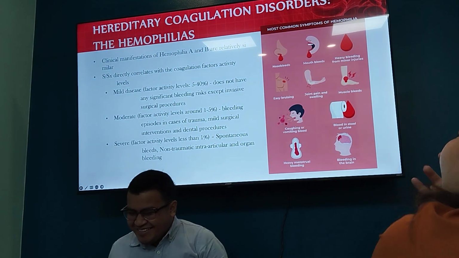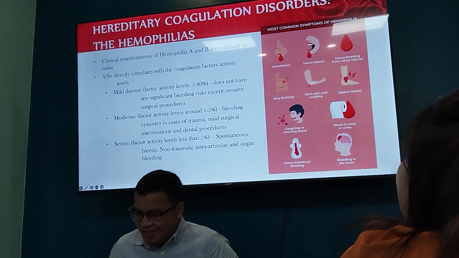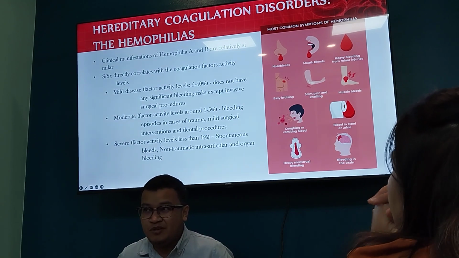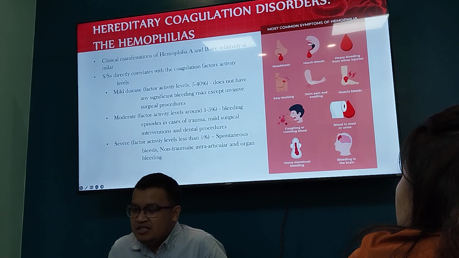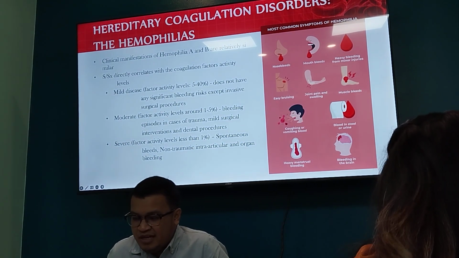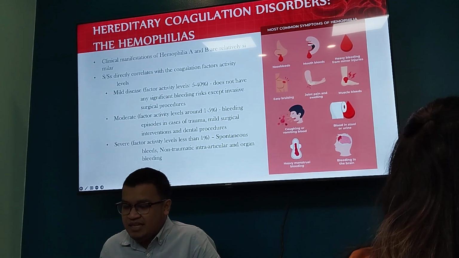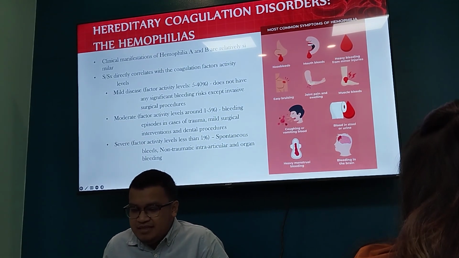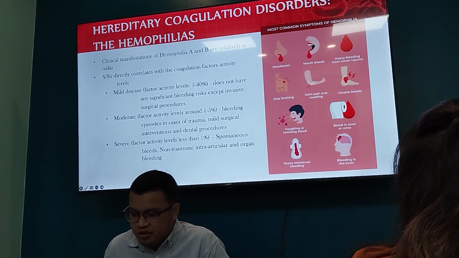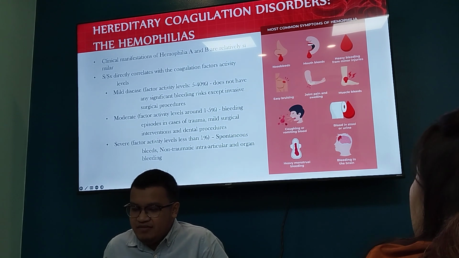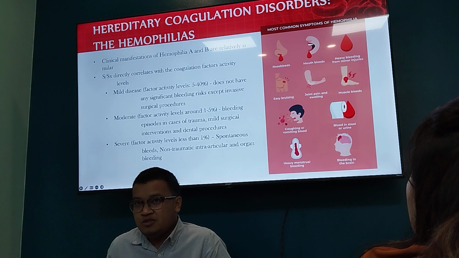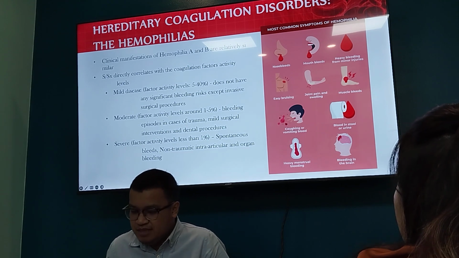Ginagawa ko din yan. So, the clinical manifestations of both hemophilia A and B are relatively similar kasi nga, ang endpoint nila is fibrin clot. So, the signs and symptoms of hemophilia directly correlate with the coagulation factor activity levels. So, in cases of mild disease, yung factor activity niya is between 5 to 40%. They do not have any significant bleeding risk except invasive surgical procedure pag mild. So, kapag may traumatic event lang sila nag-bleed more or less.